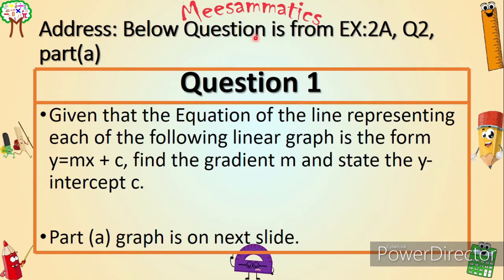The question below is from exercise 2a, question number 2, part A. Question number 1 is: given that the equation of the line representing each of the following linear graphs is of the form y is equal to mx plus c, find the gradient m and state the y-intercept c. I hope you understand this question. Now I will tell you what we have to find. The part A graph is on the next slide.